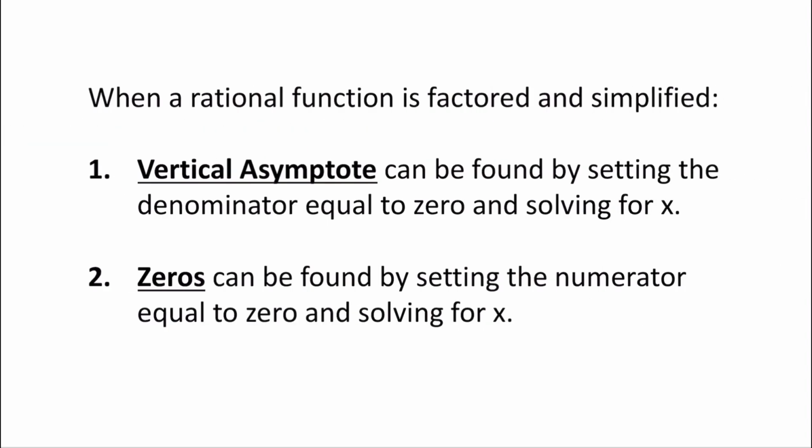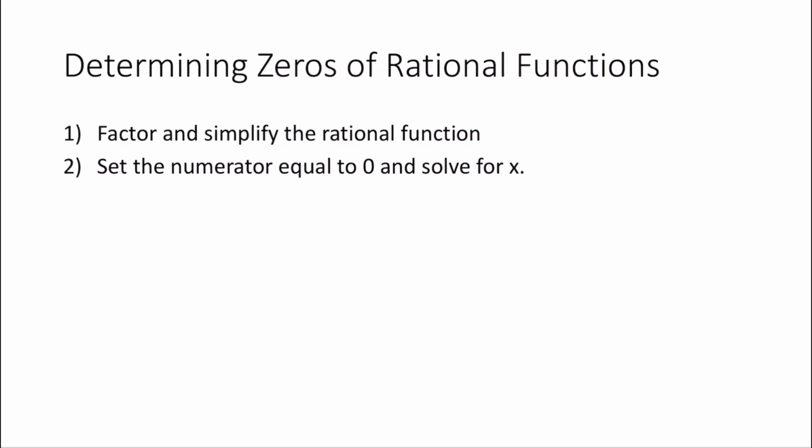So when a rational function is factored and simplified, why do we want to factor our rational functions? The vertical asymptote can be found by setting the denominator equal to 0 and solving for x. Zeros can be found by setting the numerator equal to 0 and solving for x. So there is a lot of usefulness to factoring these rational functions. To determine the zeros of rational functions, start off by factoring and simplifying the rational function. Then set the numerator equal to 0 and solve for x.